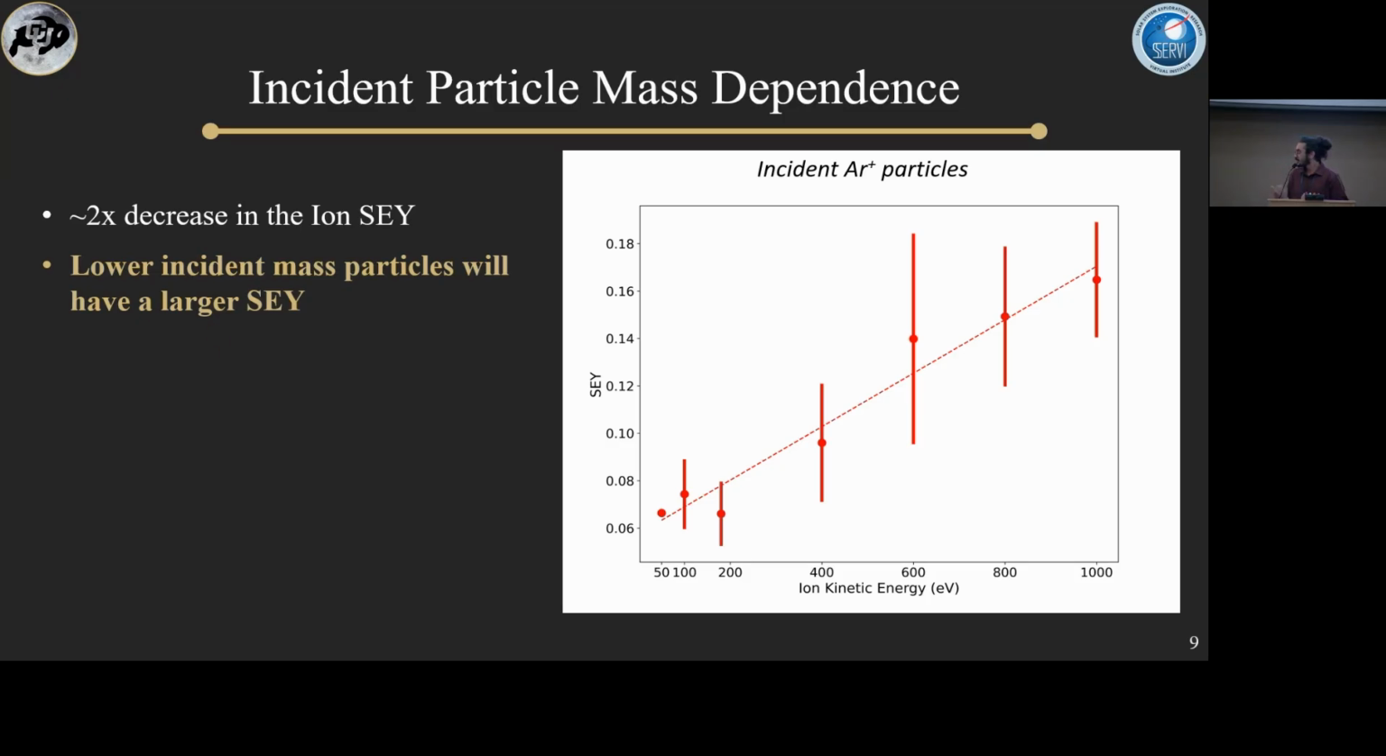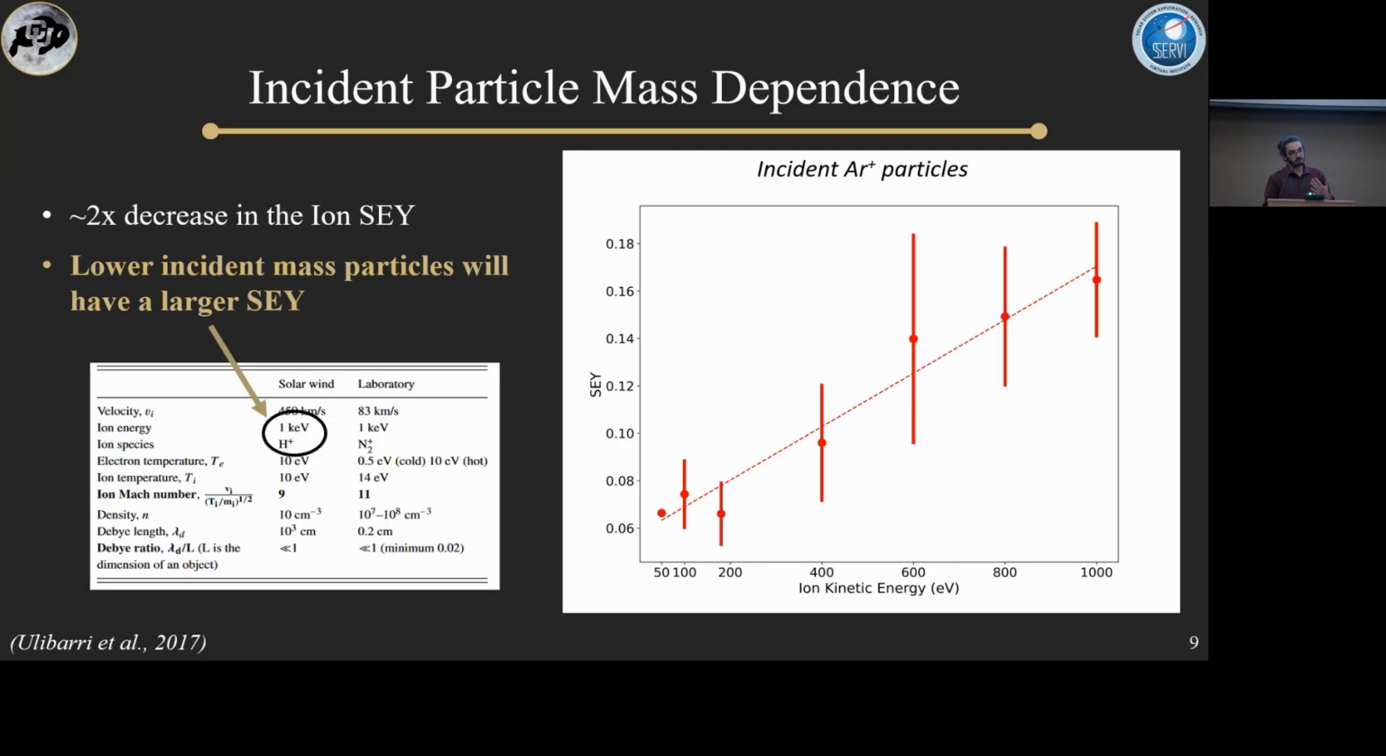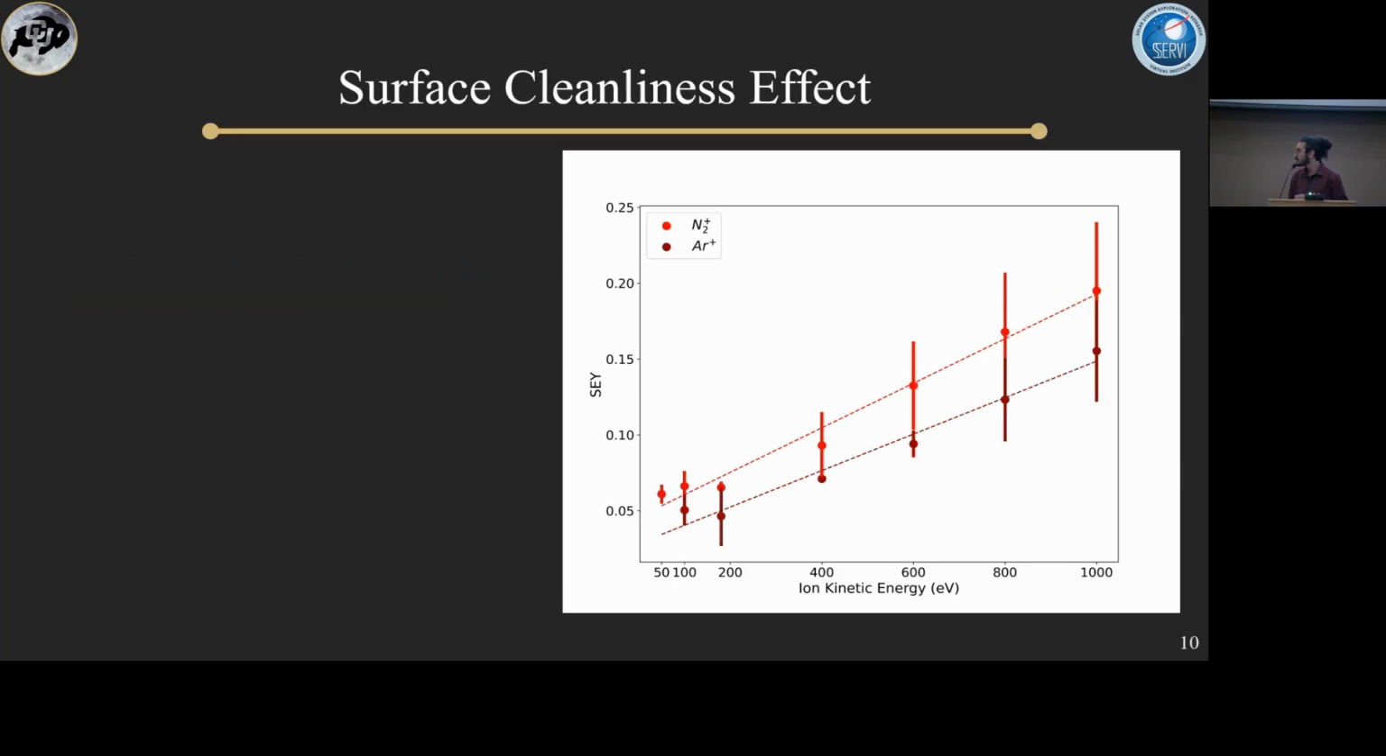This is important because the solar wind is made up of hydrogen and helium ions, not nitrogen or argon. So if we extrapolate our results back, this would imply a pretty large yield for incident hydrogen ions. Another thing we want to look at is the surface cleanliness effect. Because of the ambient atmosphere and the vacuum pumping system, there may be some contaminants on the surface. So we ion sputtered this collector surface for multiple hours with high energy ions to remove any contaminants and test how a clean surface would have a secondary electron yield.